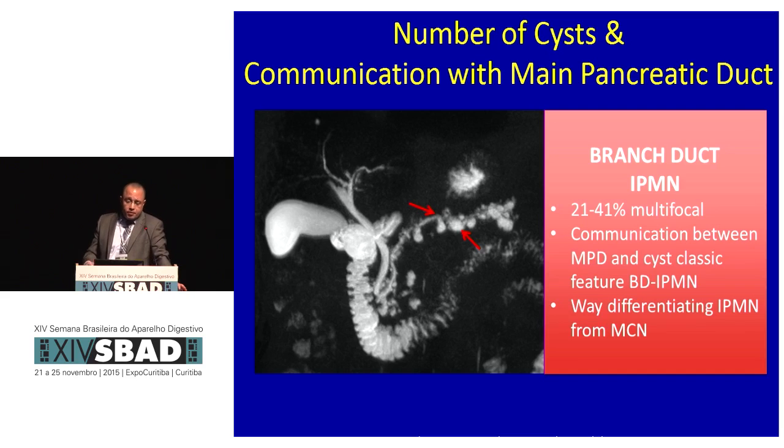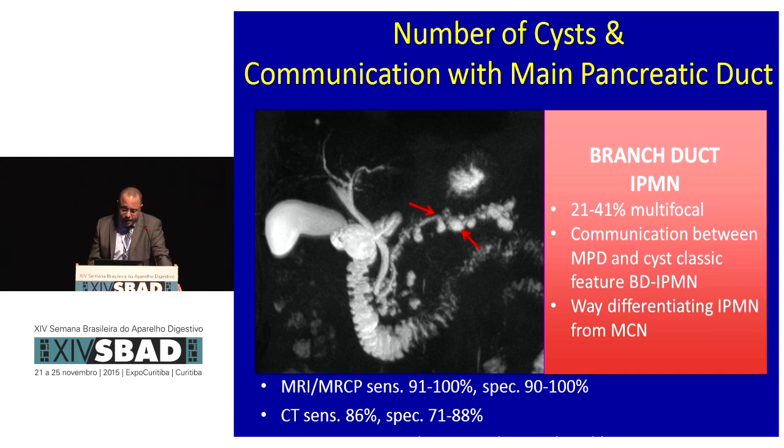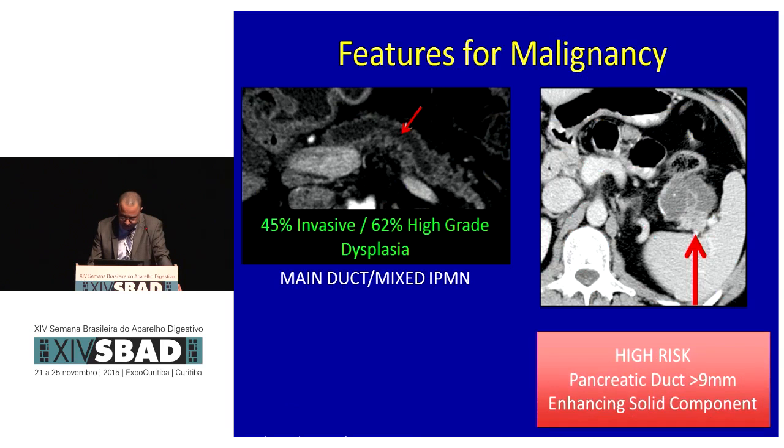And now, what about number of cysts and communication with the duct? Patients with IPMN, commonly in 21 to 41% of cases, will have multiple cysts throughout the pancreas, and we can see a direct communication between the cyst and the main duct, and this is usually how we can differentiate an IPMN from MCN. The MRI and MRCP is very sensitive and specific for diagnosing IPMNs. CT, you can see less sensitivity and specificity, but still okay.